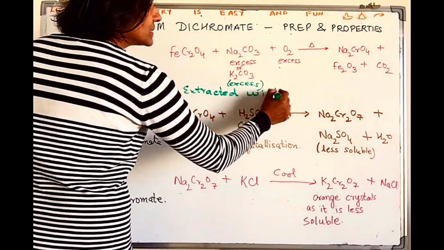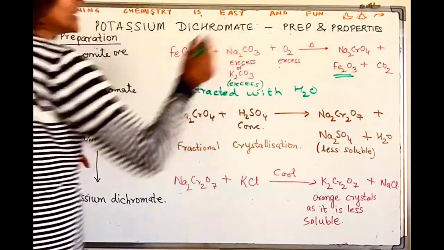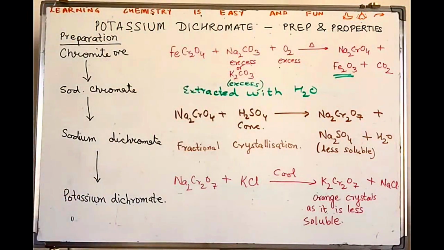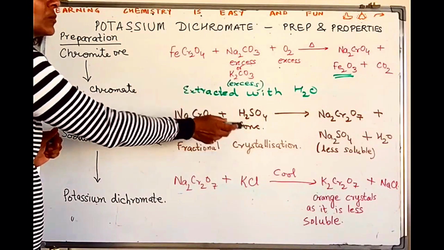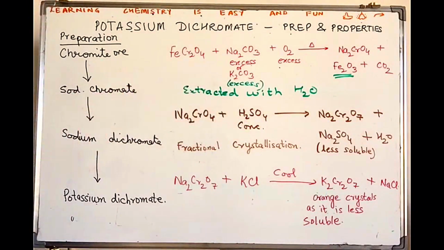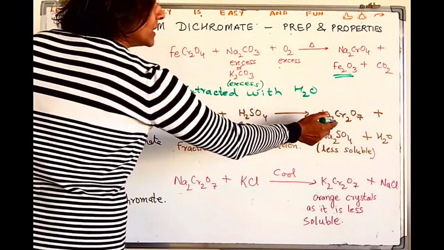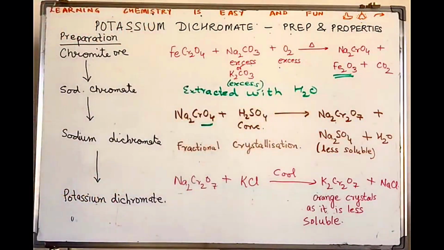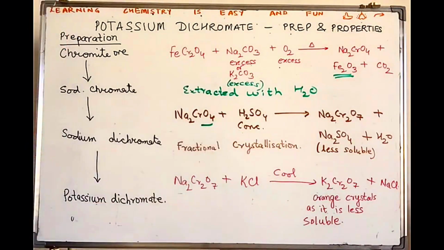Fe2O3 is insoluble, so sodium chromate remains in the solution. Now this solution is then treated with concentrated sulfuric acid to convert the chromate to dichromate, Na2Cr2O7. Mind you, we are talking about concentrated H2SO4 and not dilute.